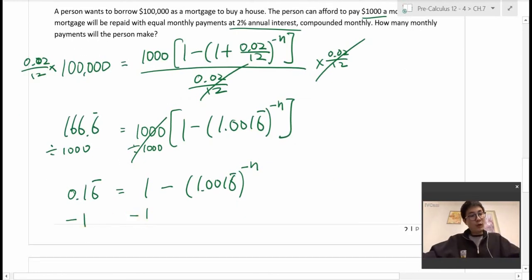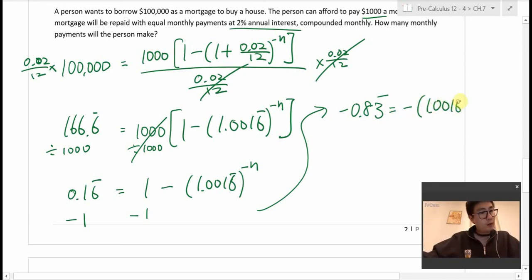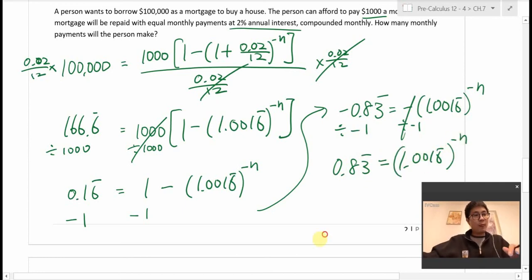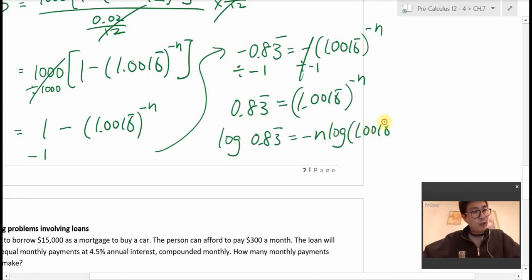Minus 1, minus 1. This will give us negative 0.83 repeating, I think. Minus 1, yes, equals negative of 1.0016 repeating to the power of negative n. Divide both sides by negative 1, so the negative sign cancels. You get 0.83 repeating is equal to 1.0016 repeating to the power of negative n. Now we can again log both sides. You'll get log 0.83 repeating is equal to negative n times log of 1.0016 repeating.